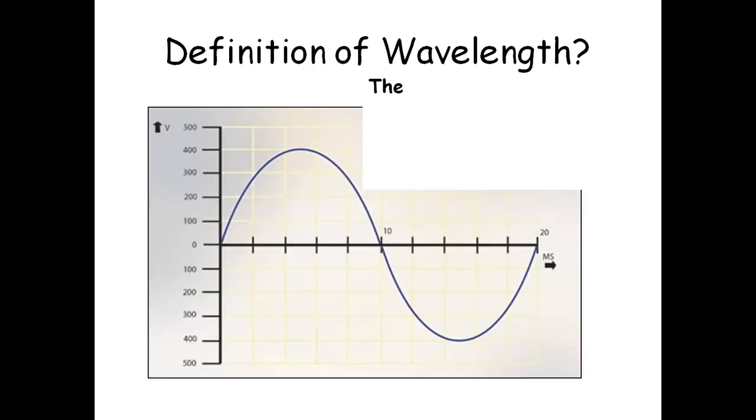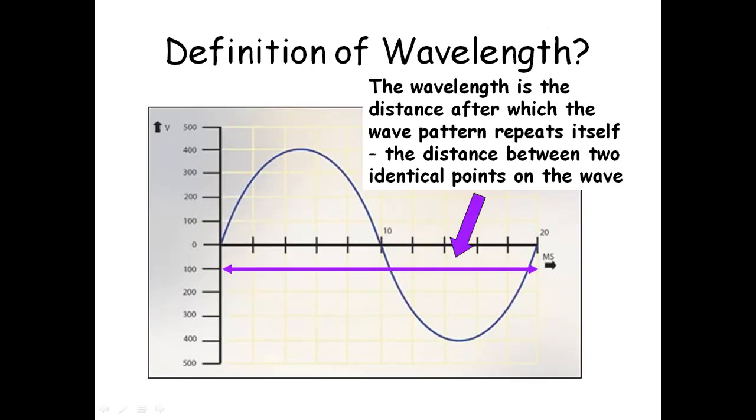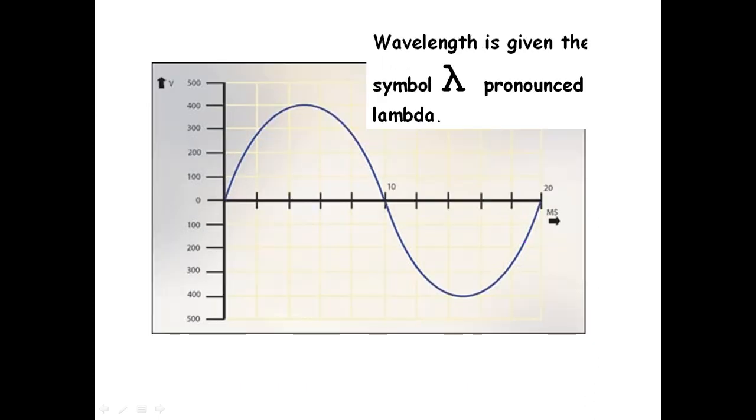What is the definition of wavelength? Wavelength is the shortest distance after which the wave pattern repeats itself, the distance between two identical points on the wave. The symbol of wavelength is lambda.